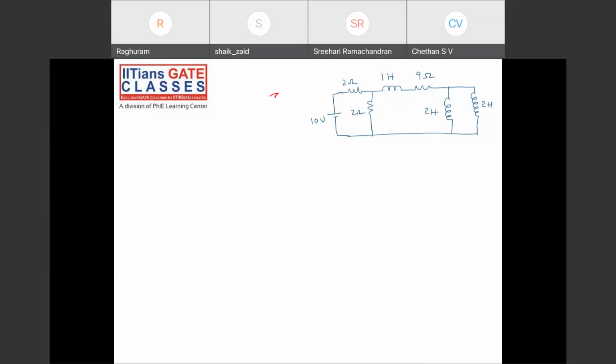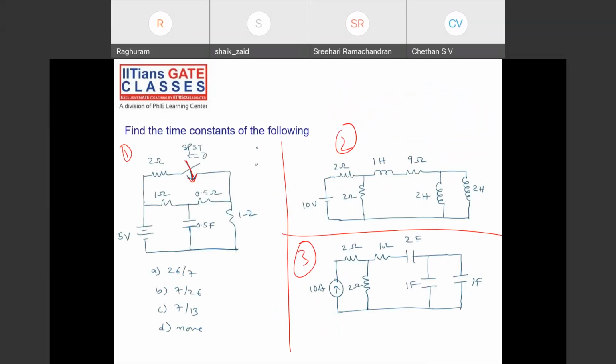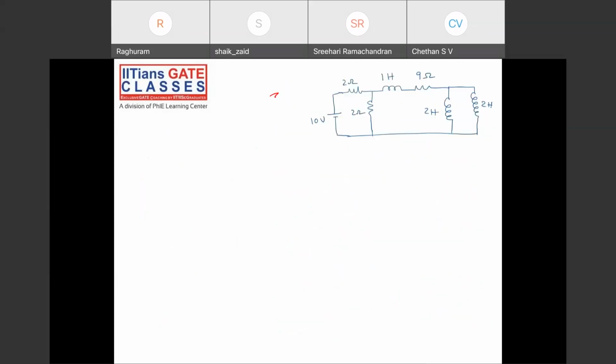Sir, here there is no switch used to show transient or anything. Okay, leave it. Leave about the switch and find the time constant, R equivalent into L, or L equivalent by R equivalent. In this case, the equivalent inductor is also opened. Okay, find the resistor first.